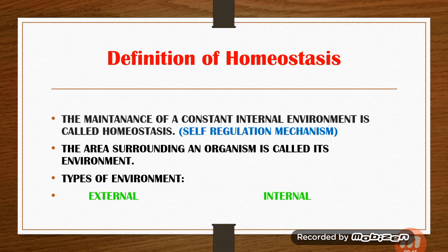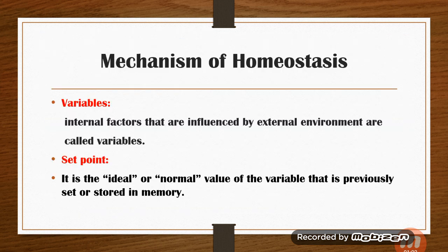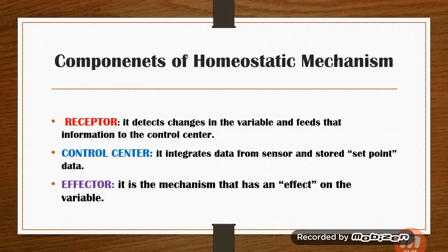The area surrounding an organism is called its environment. And there are two different types of environment: the external environment and the internal environment. There are three parts in the human body that help maintain homeostasis. The first part is the receptor, the second is the control center, and the third is the effector.